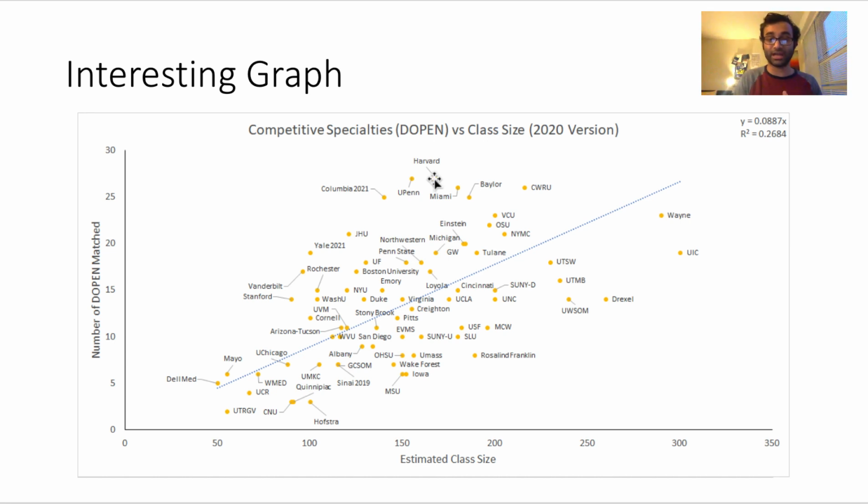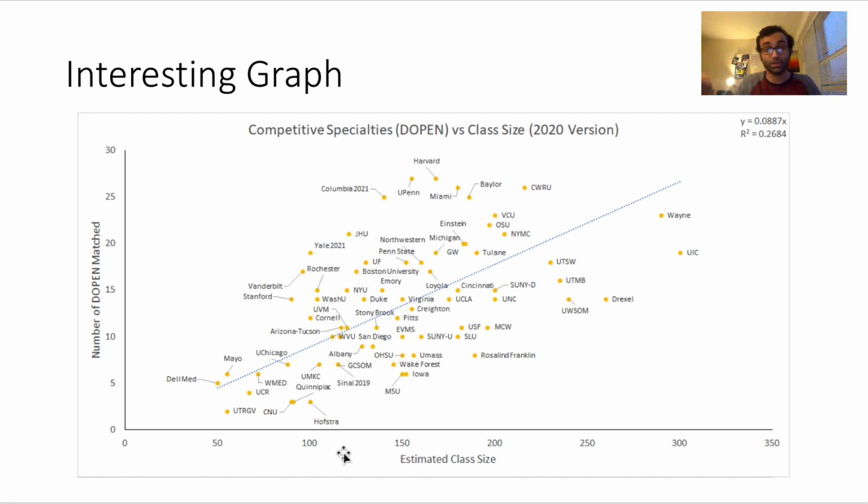And so again, you'll just kind of see here, based on the way class sizes are, you would expect that the larger the class size, the more people match into competitive specialties, just purely because of the amount of people in the class. But again, here are some great standouts. I'm really proud of my school, of course. Yale matched really well. Vandy's here, Stanford's here, WashU is excellent, NYU, Duke, Emory, BU, UF.